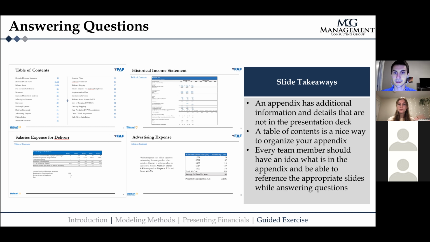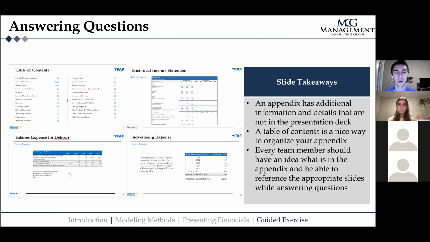So slide takeaways, just a real quick wrap up. An appendix is additional information and details that are not in the presentation deck. All those things on that table of contents we didn't present, but it backs up what we presented in our first slides. So don't throw something in your appendix that should be presented during the actual presentation and vice versa. Like this stuff on this slide, don't put that in your actual presentation.